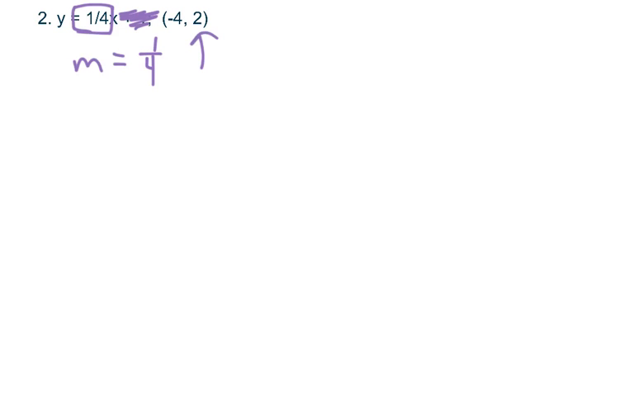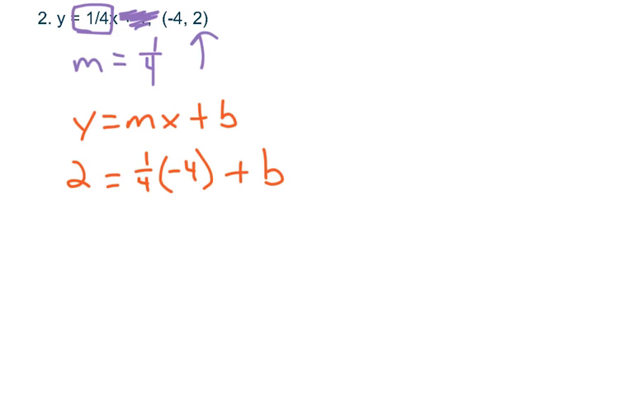Okay, here's my second point. Now I'm just going to do the same thing. I'm going to use slope-intercept form, y equals mx plus b. I'm going to plug in my m, that's 1/4. I'm going to plug in my x, that's -4. My y value is 2. The only thing I don't know is the y-intercept.